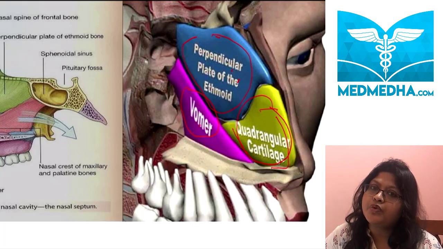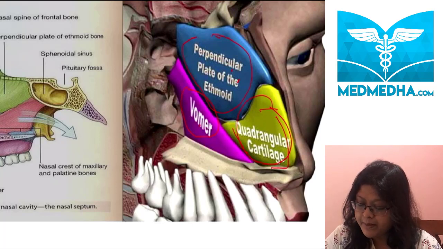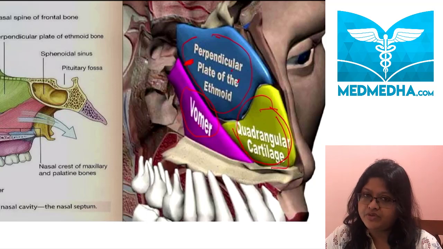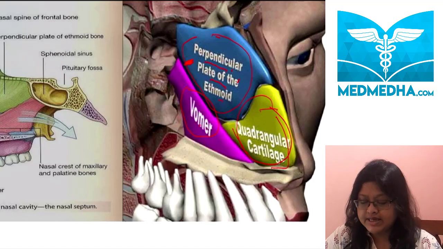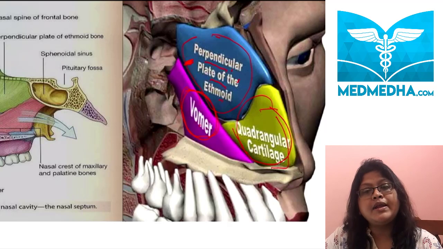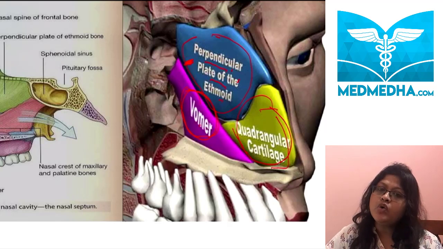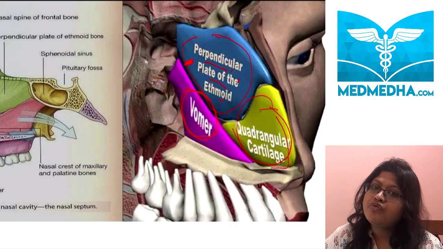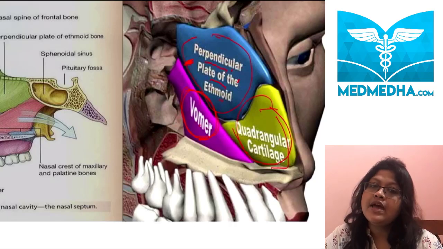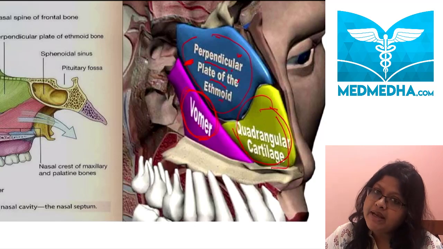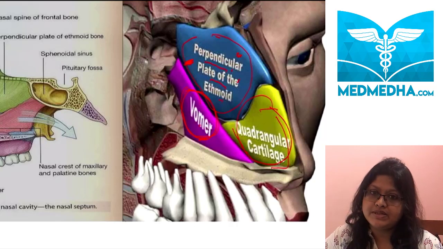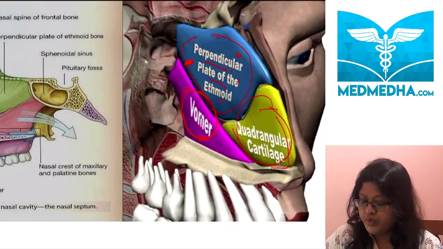So, what are the two principal bones forming the nasal septum? Number one, the perpendicular plate of ethmoid, which is above and anterior. Below and posteriorly, we have the vomer bone.